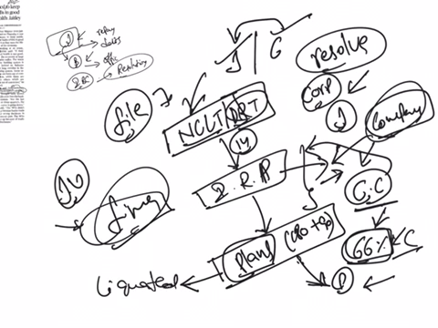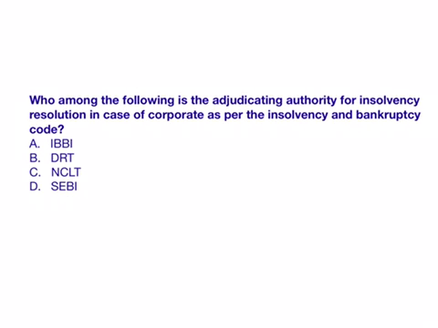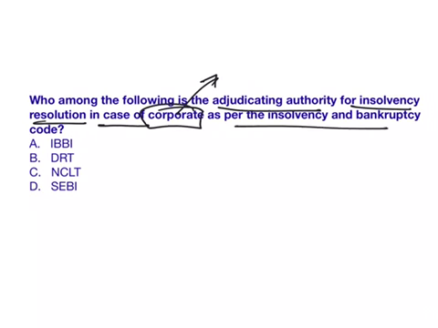That means it will be sold off, and the amount got by selling that company will be given to these creditors. Now try to answer this question. Who among the following is the adjudicating authority for insolvency resolution in case of corporates? I am not asking about individuals, in case of corporates as per the Insolvency and Bankruptcy Code.